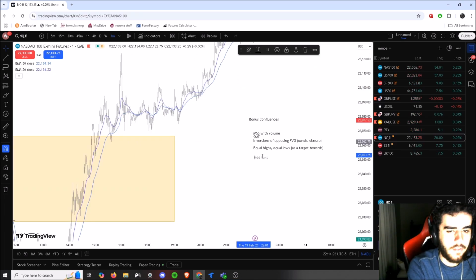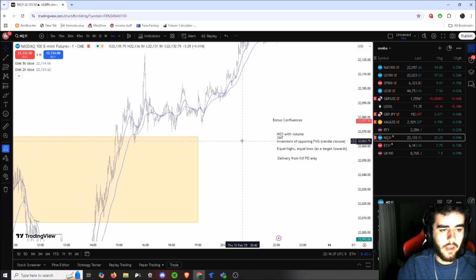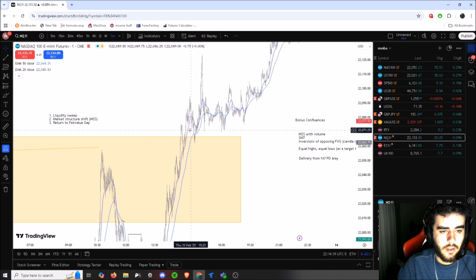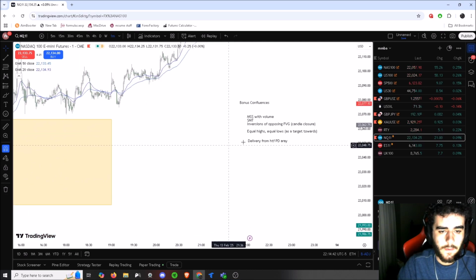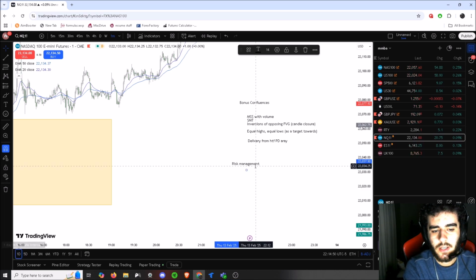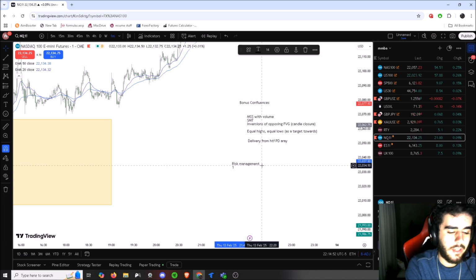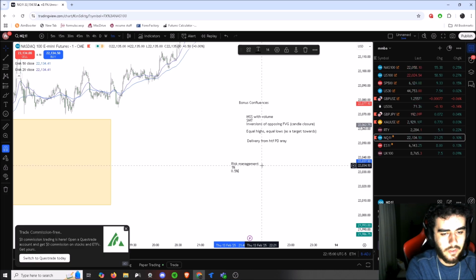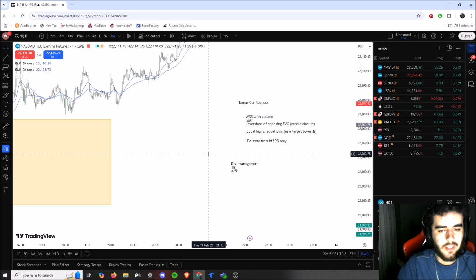And obviously, as we have talked about before, delivery from a high time frame PD array, which can be a sweep from that price delivery array, is extra confluence. And the last thing is risk management. There doesn't need to be a video on this, guys. Risk 1% of your account, always 0.5%. 0.5% of your account per trade. That's all I've got to say about that.